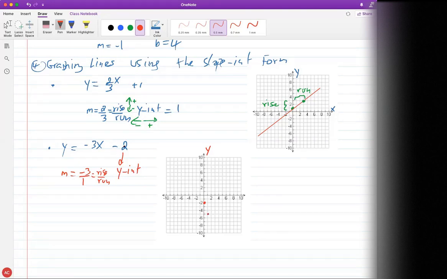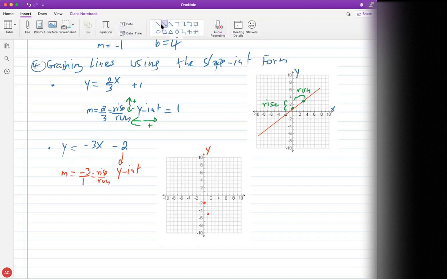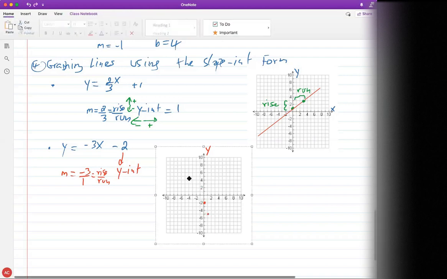Again, we started from here. We went down 3, not up because it's negative. Then for the run, we went to the right instead of left because this is positive. And that's how quick it is to graph your line using the slope-intercept form. One thing left to do is to join these two together. It has to go exactly through those two points.